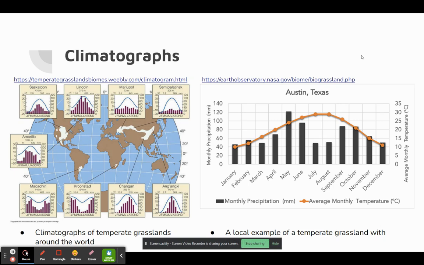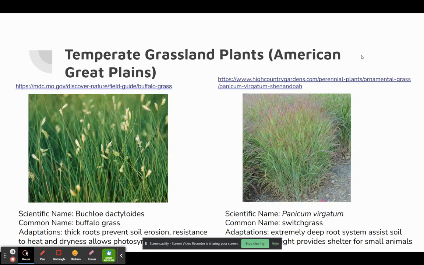On the left are different temperate grasslands around the world, and then on the right is a local example. So while in Houston we live in more of a tropical zone, as you move further into Texas, you're actually reaching that temperate grassland area. Even though it's a lot of urbanization, which I'll get into on my negative human impacts. But you can see that these are some good examples of what the standard climatograph is going to look like for a temperate grassland.